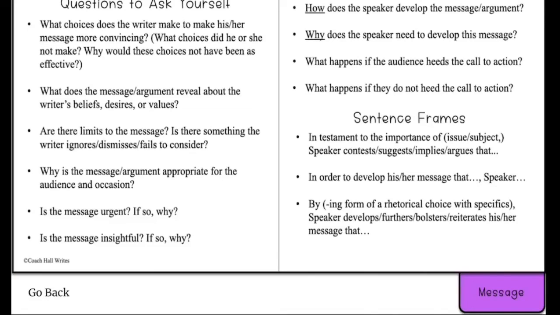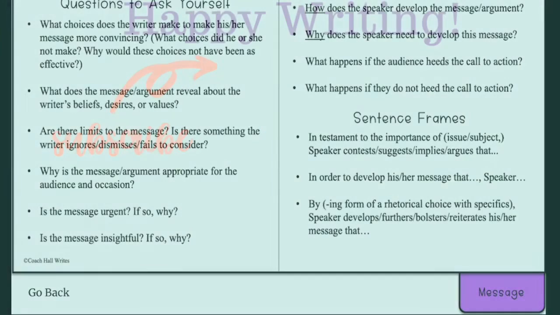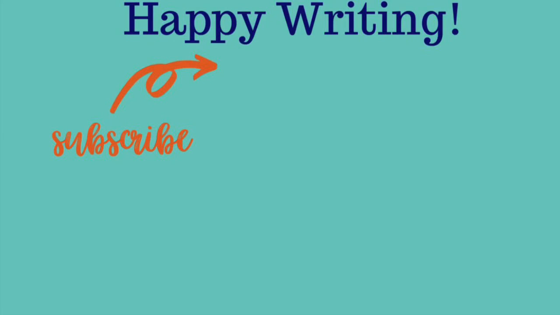So I've included several questions here on this slide. These are things that you can ask yourself in order to hopefully not only understand the message better, but also to develop your commentary.